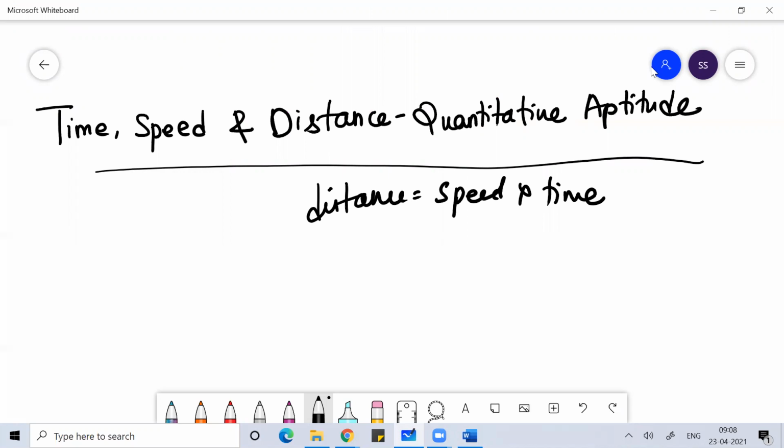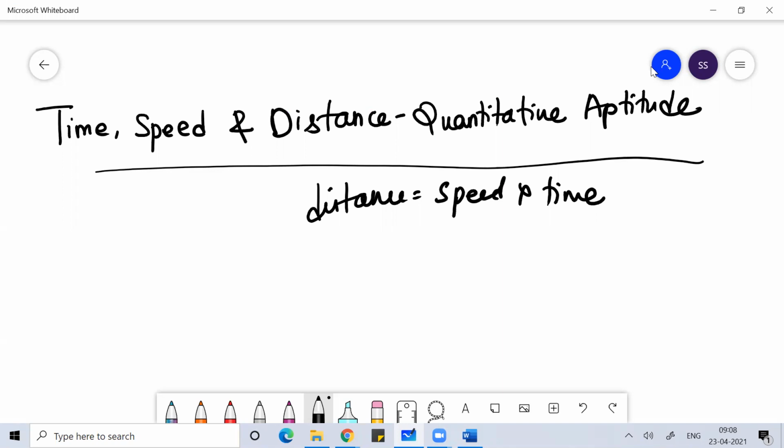We can understand this topic as such that there are many subtopics based on it. You can talk about problems on trains, boats and streams, and race and games. In race and games you can talk about linear race, circular race, and concepts on relative speed. Lots of concepts are totally based on this formula called distance is equal to speed into time.